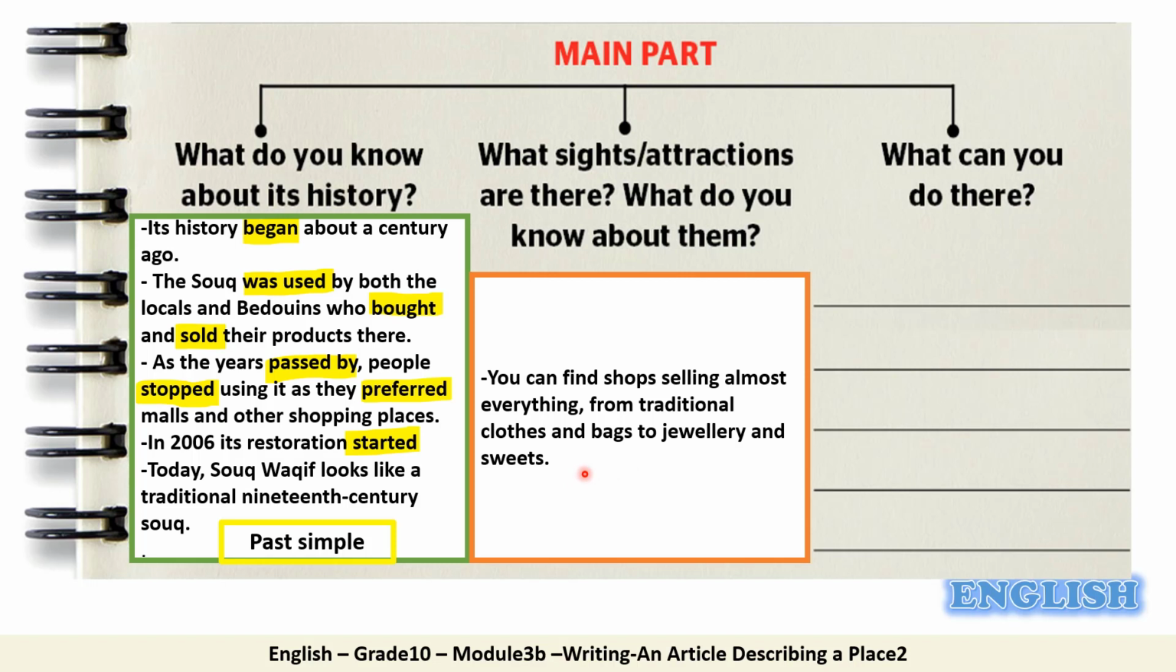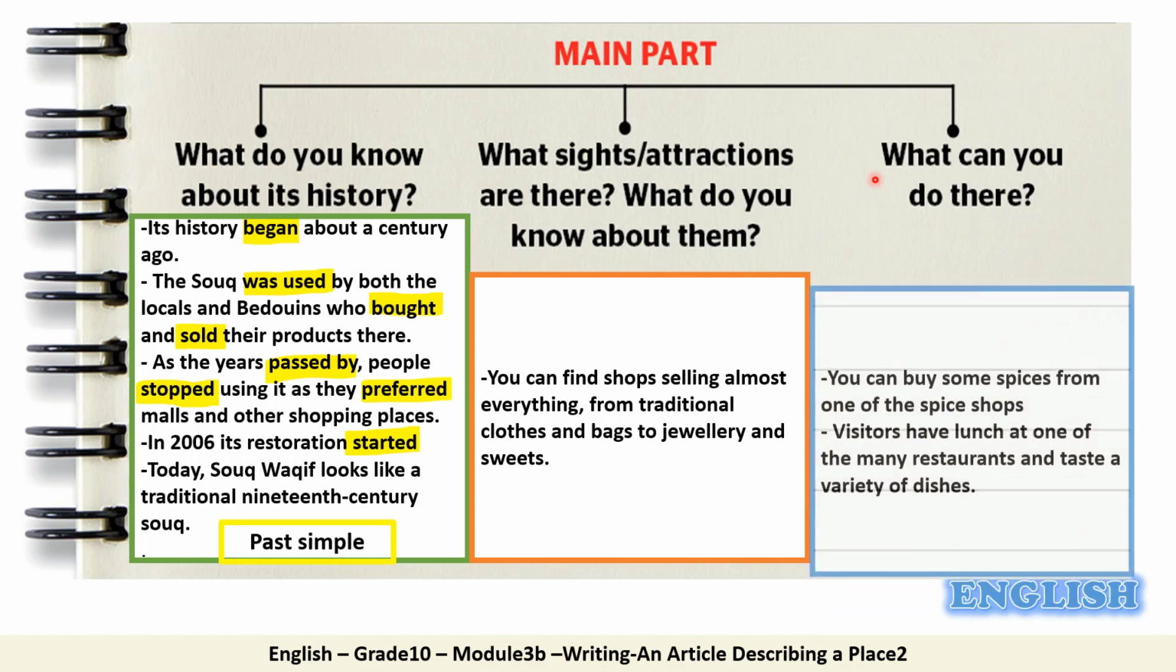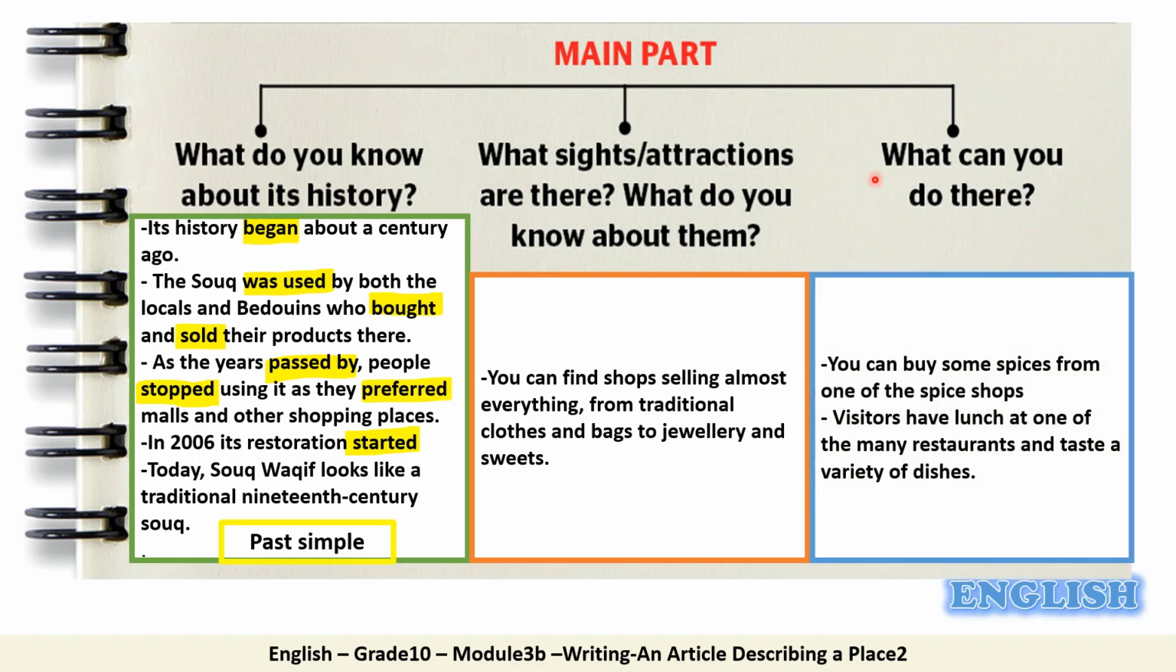and sweets. Now, the activities, or what can you do there? You can say, for instance, you can buy some spices from one of the spice shops, and visitors have lunch at one of the many restaurants and taste a variety of dishes.